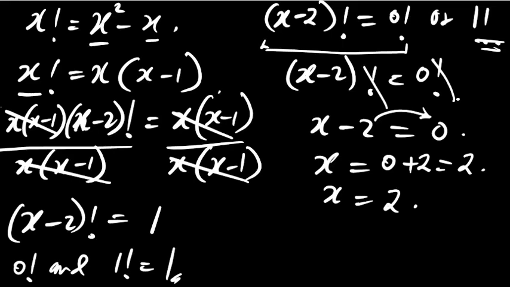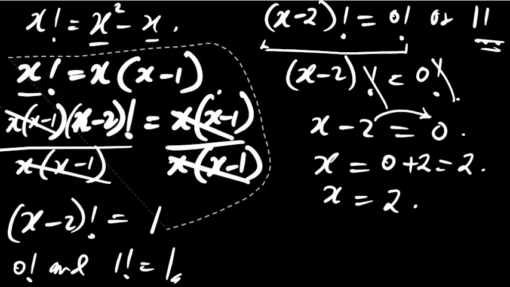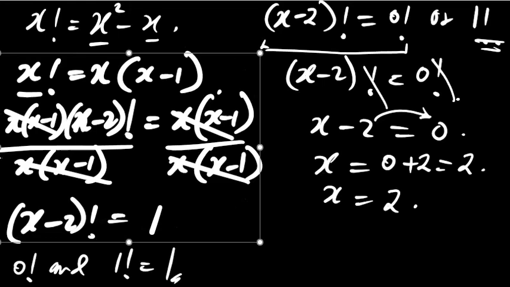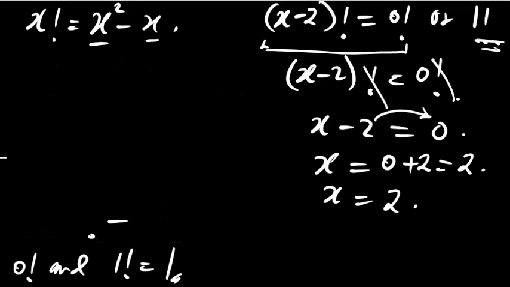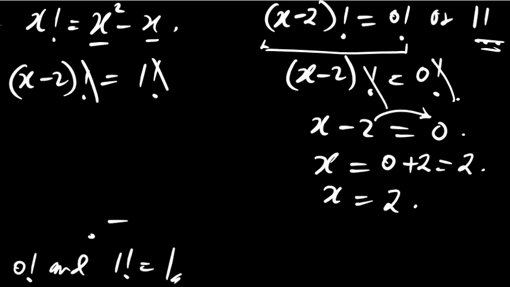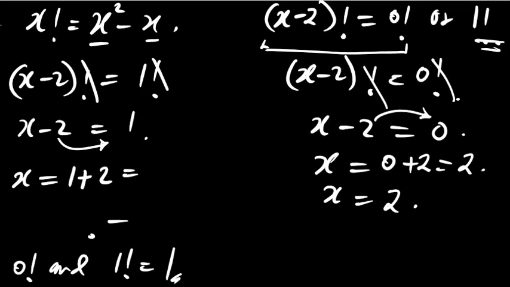Now let's look at the second condition here. You have x minus 2 factorial equal to 1 factorial. Let's cancel out the factorial. You have x minus 2 equal to 1. If you move this minus 2 to the other side, you have x is equal to 1 plus 2, which is equal to 3. So x is equal to 3. These are the two answers we got.